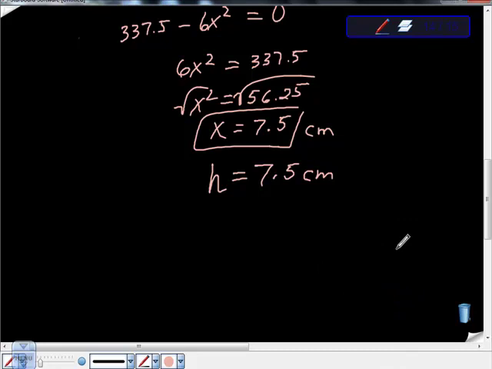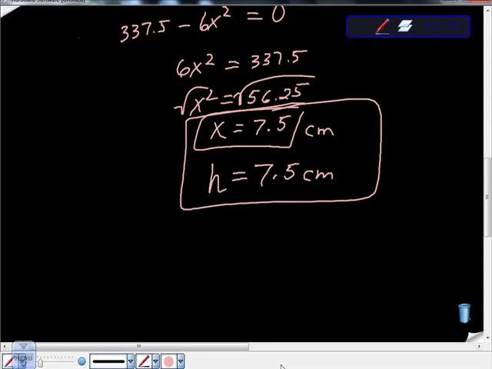So the maximum value does occur when x is 7.5 and h is 7.5. What I did, really quickly, was take the second derivative and make sure that it fit, and it does. So these are my answers. x should equal 7.5 centimeters, and h should equal 7.5 centimeters.